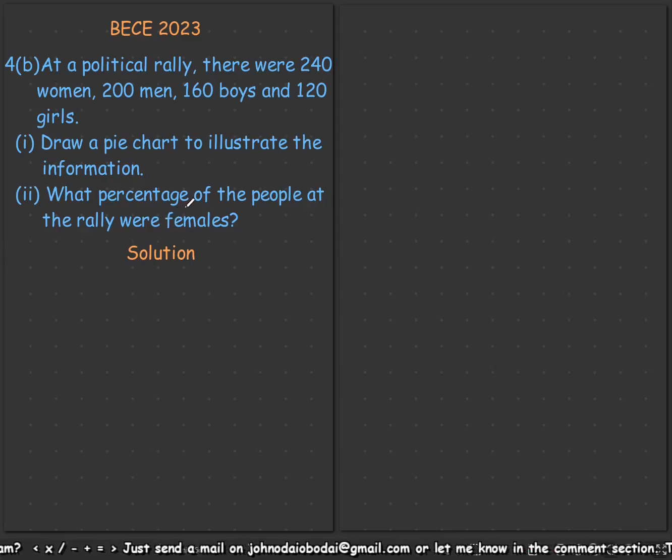So to go about this, the first thing we need to do is to get the total number of individuals. And how do we get the total? We have to add the number of men to the number of women to the number of boys and then girls. So let's first find the total number of people.